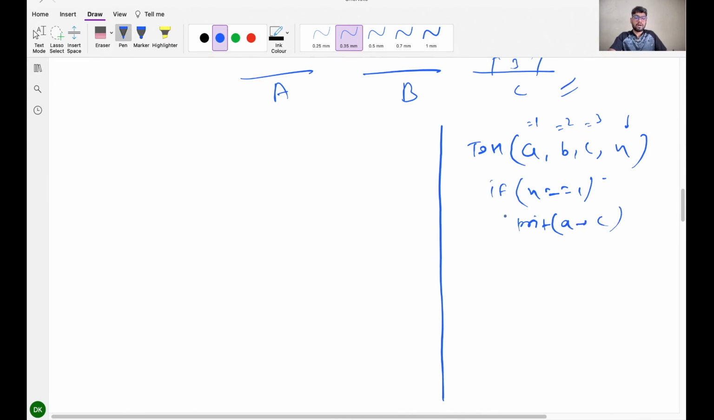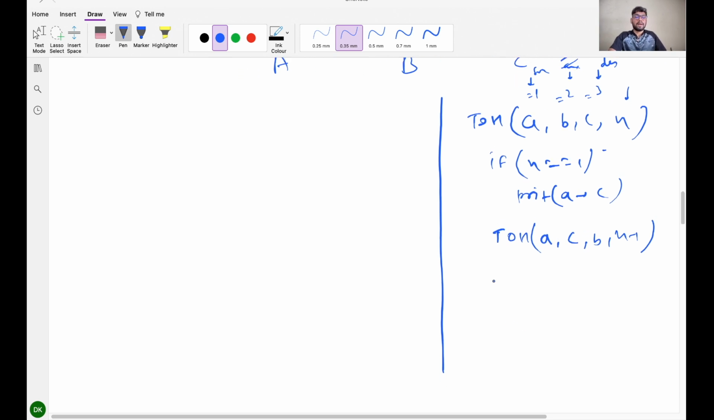After that, I call a recursive function for n minus 1. And what would be my approach? I place my n minus 1 disks from A to B, that would be A to B using C as an auxiliary. This is the place of source, this is the place of destination, and this is the place of auxiliary.